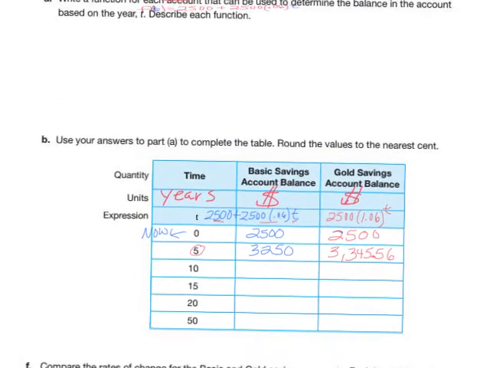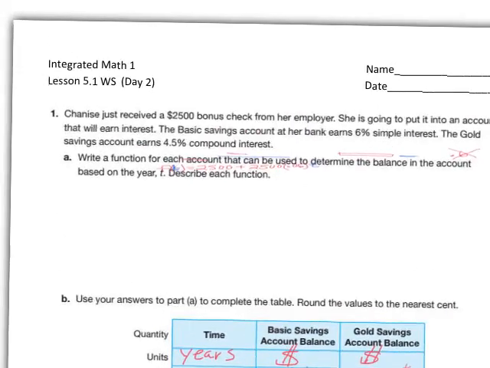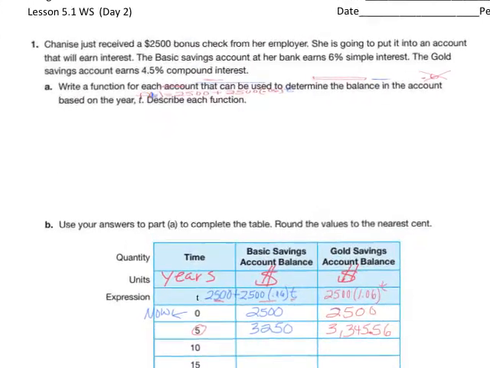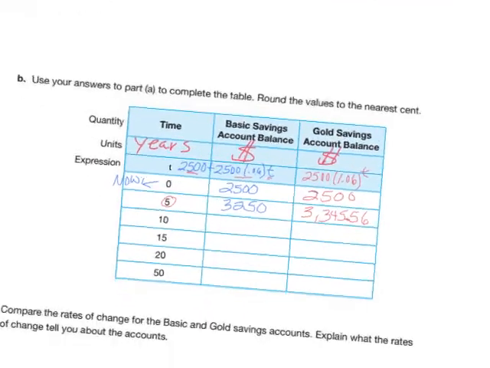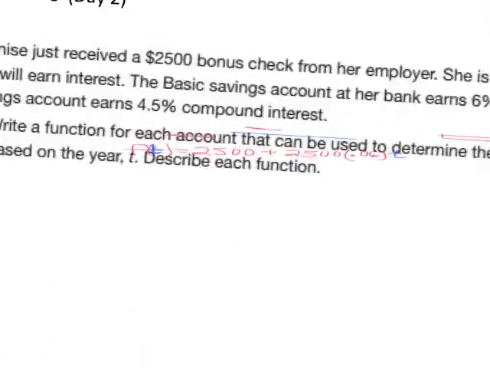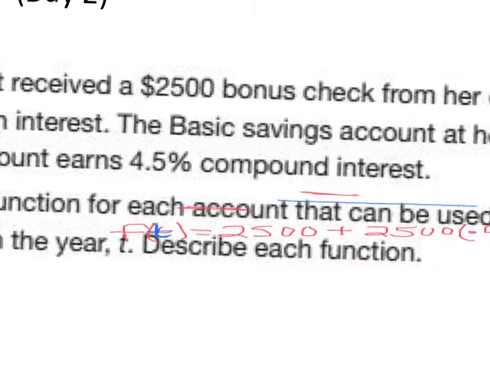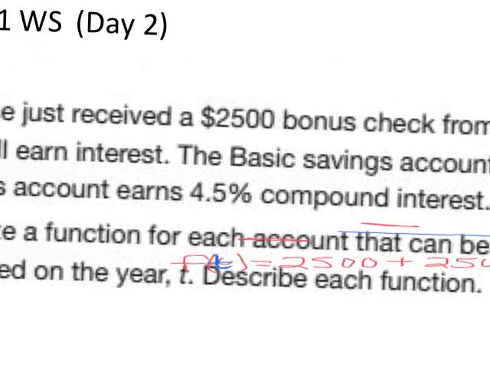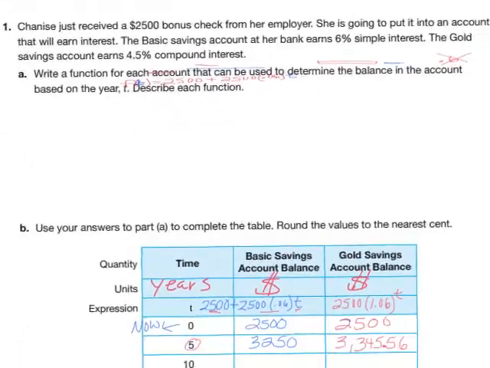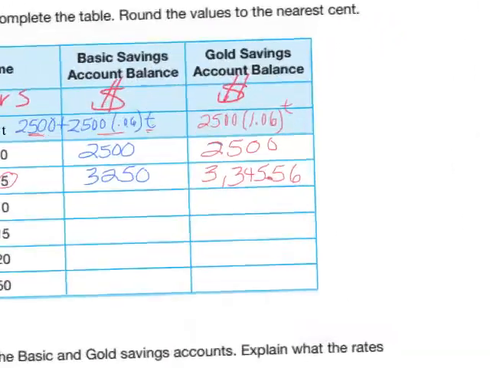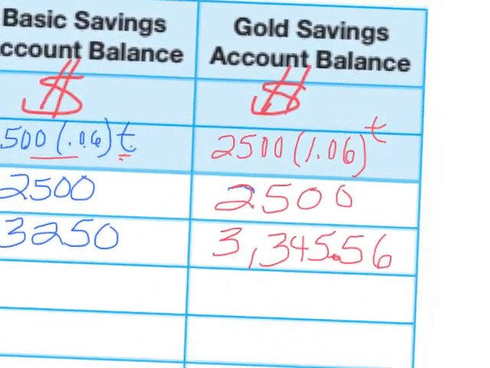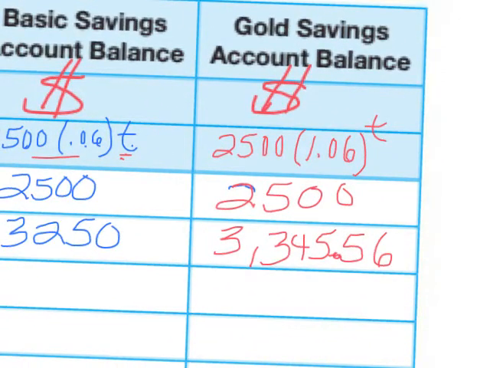Whoa, hold on. I made a crucial mistake here. The crucial mistake that is my mistake is that the compound is actually 4.5. So, okay, this would change.